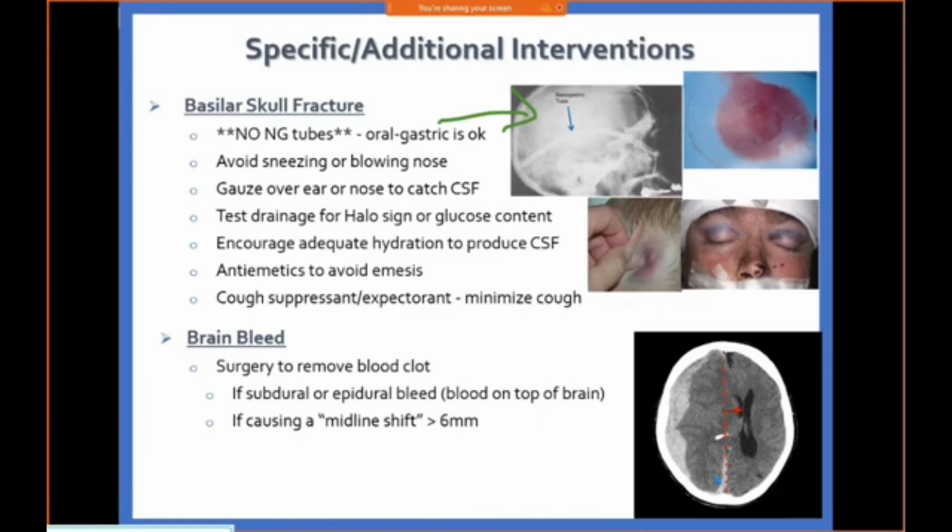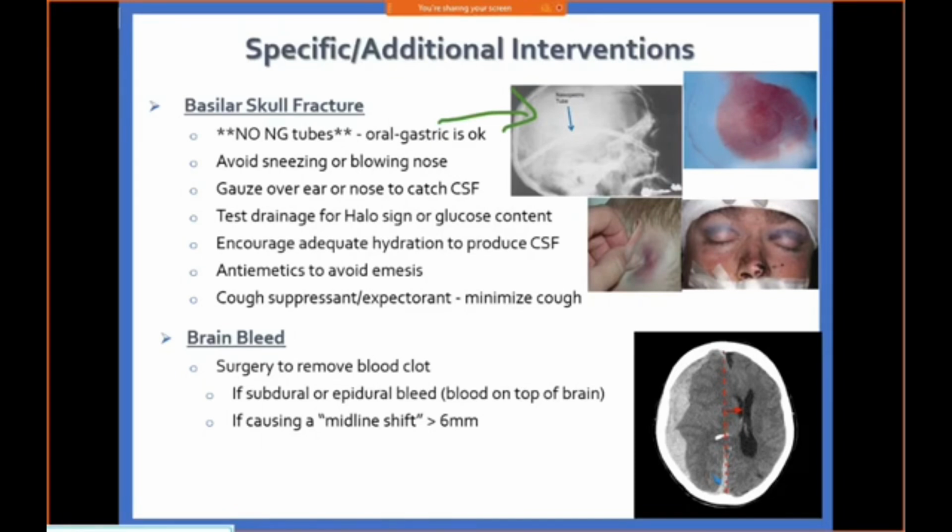You can send it off to the lab for glucose content, check it for halo sign, but make sure that any patient that has a CSF leak is getting adequate hydration. Because we make CSF on our own, just like we make urine, just like we make secretions. We're going to make CSF at a rate of 2 to 10 milliliters an hour, but if they are draining 20 milliliters an hour, they're going to end up in a CSF deficit and a severe headache. So make sure they get adequate hydration so they're producing CSF to replace the leak.